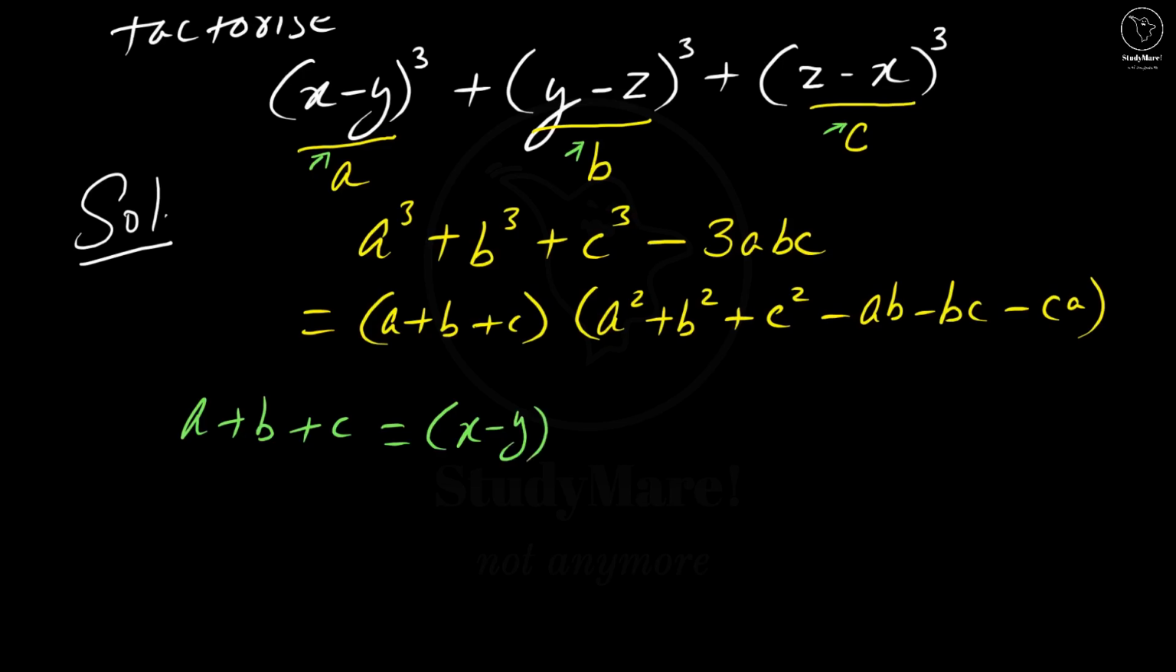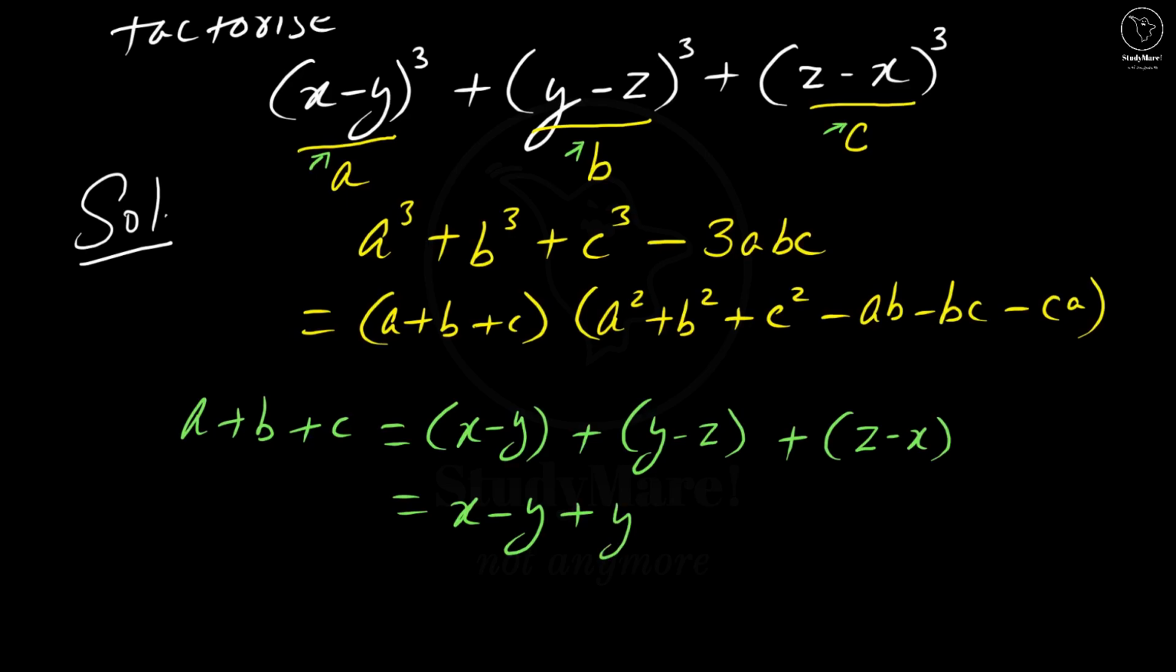A plus B plus C is x minus y plus y minus z plus z minus x, which is equal to, if we open the bracket, x minus y plus, no change of sign, y minus z plus, again no change of sign, z minus x. Now just look at it. Here we have x, here we have minus x, cancels out. Here we have minus y, here we have plus y, cancels out. Minus z and plus z cancels out. So what we get here is simply 0.